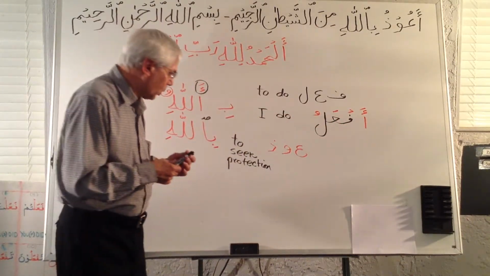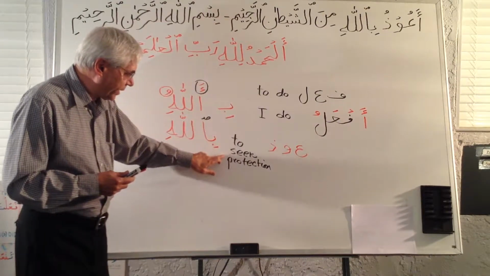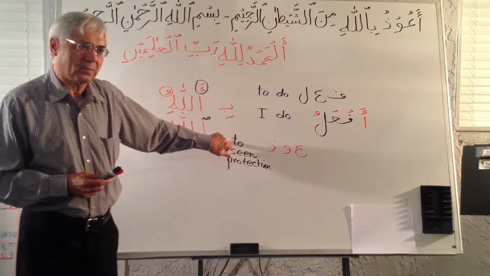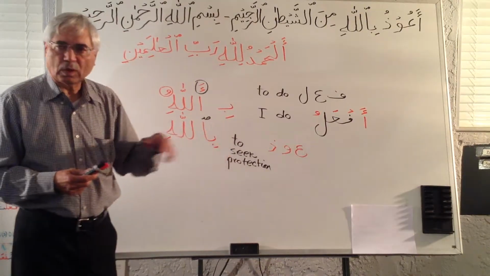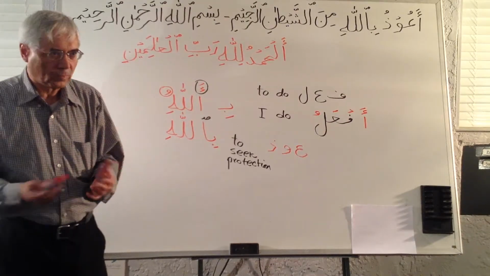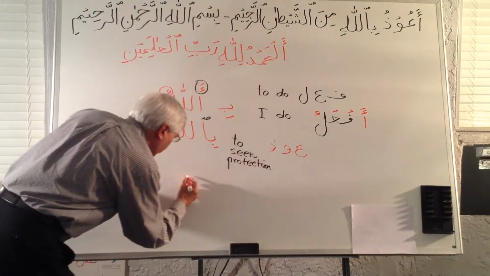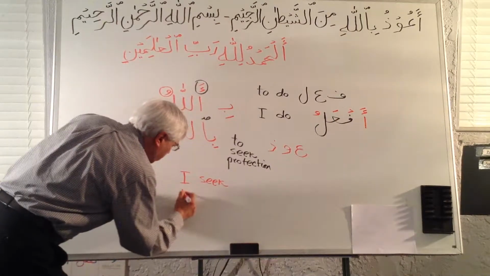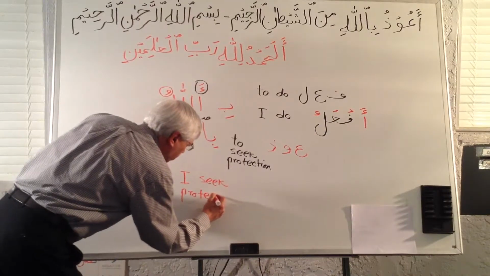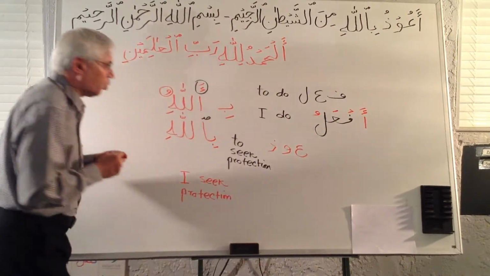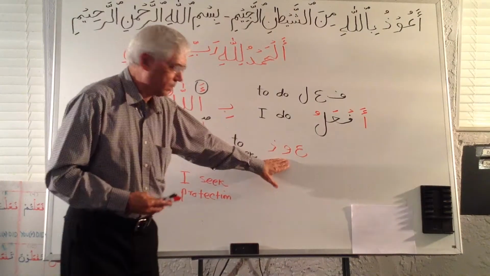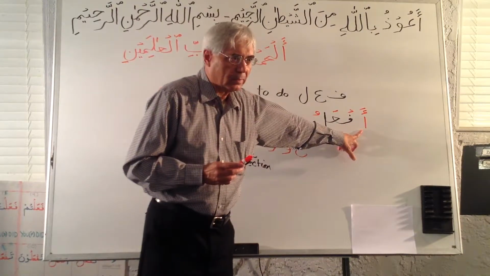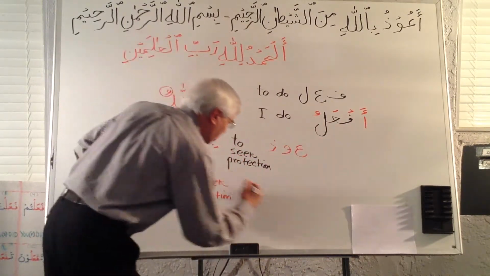So what I'm going to do, if I want to make an English sentence, I can remove this to and put I there. So the word will be I seek protection. What do we do in Arabic? Here, the first rule is that I put an alif in the beginning. So let's put an alif in the beginning.